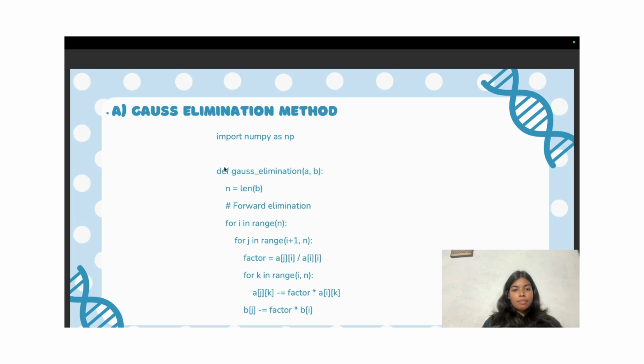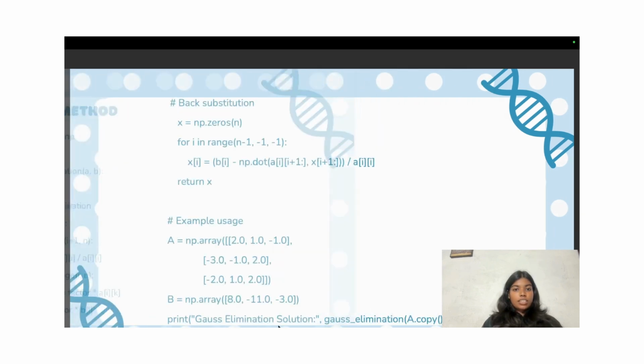Import numpy as np, def gauss_elimination(A, b): n = len(b). Forward elimination: for i in range(n), for j in range(i+1, n), factor = A[j][i] / A[i][i], for k in range(n), A[j][k] = A[j][k] - factor * A[i][k], b[j] = b[j] - factor * b[i].